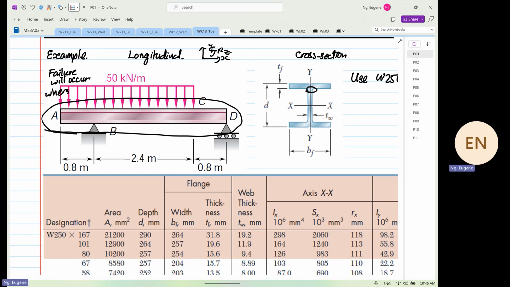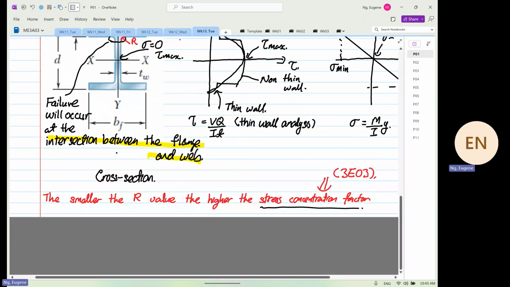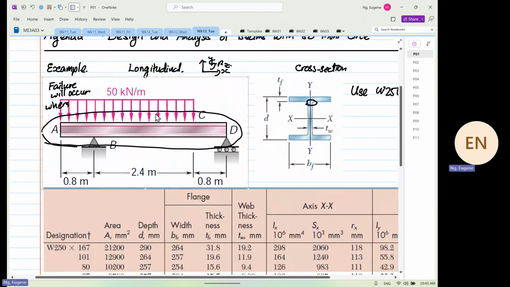This is where things get interesting. This is where you combine whatever we learned in 2P, 3A, and later on 3E to fully design a beam like this. If you were to ask me, can you design a beam like this? Yes, we have 90% of the knowledge. The only knowledge we don't have is the stress concentration factor. So now let's look at the longitudinal direction and see where failure will occur. I'm going to copy this.